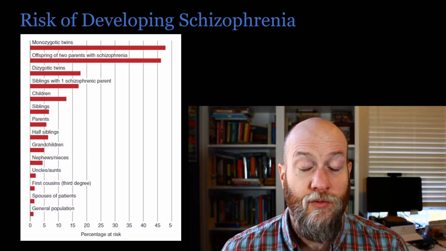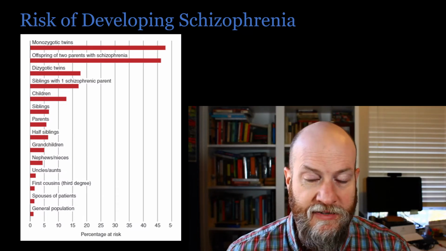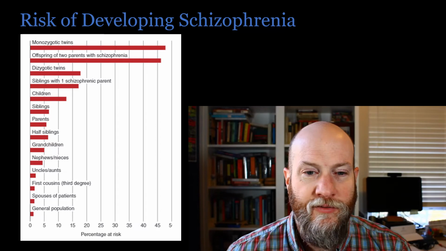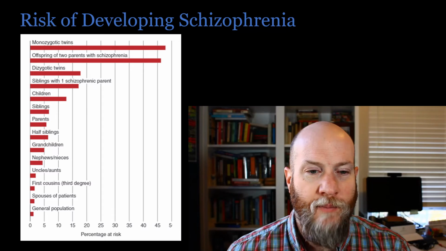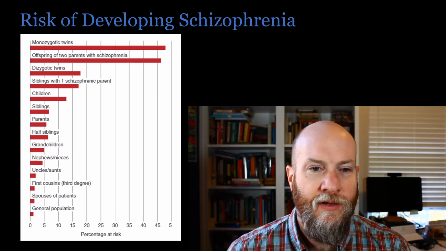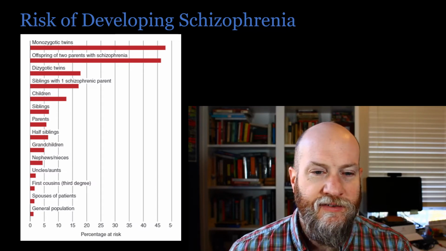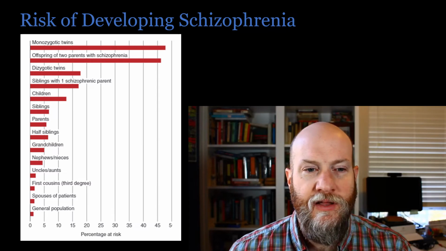This is just a simple visual representation of that same idea. So monozygotic twins, you're approaching about a 50% concordance rate. Two parents who both have schizophrenia, their offspring are above 45%. Dizygotic twins, though, we've dropped down to below 20%. Sibling with one schizophrenic parent is now down to about 18%, and so on and so forth.